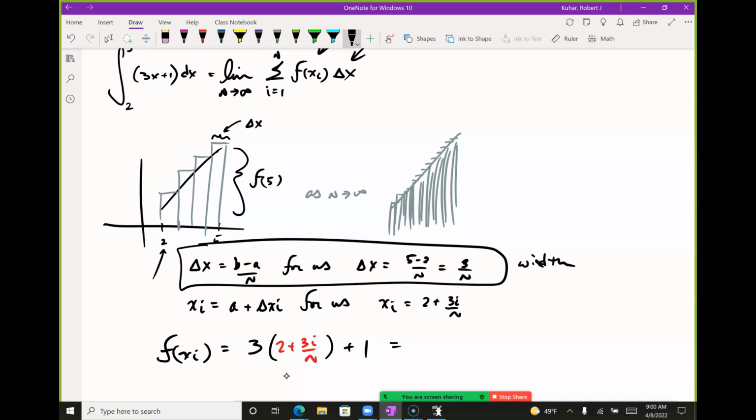So it looks like I get 6 plus 9i over n plus 1. So 7 plus 9i over n. And this is my height of my rectangle. I didn't need those last parens.